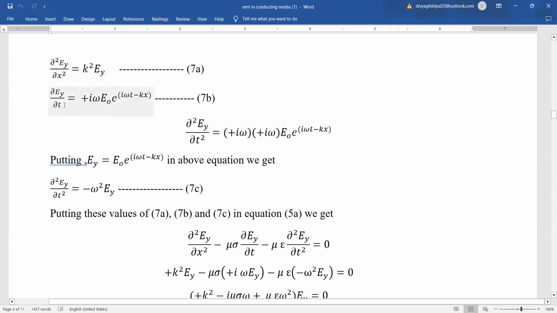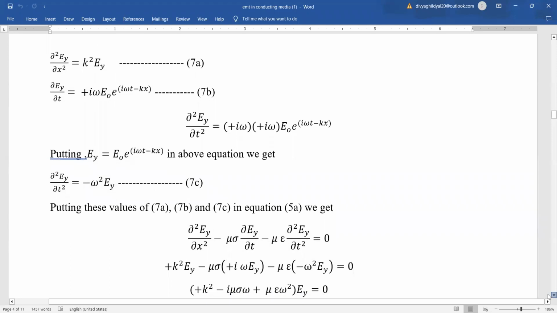Similarly, del Ey by del t is equal to plus i omega E naught e to the power of i(omega t minus kx). Putting these values in the equation, we get del 2 Ey by del t2 is equal to minus omega square Ey. Now, these three values we have: del 2 Ey by del x2, del Ey by del t, and del 2 Ey by del t2. These three values we will put in this expression.